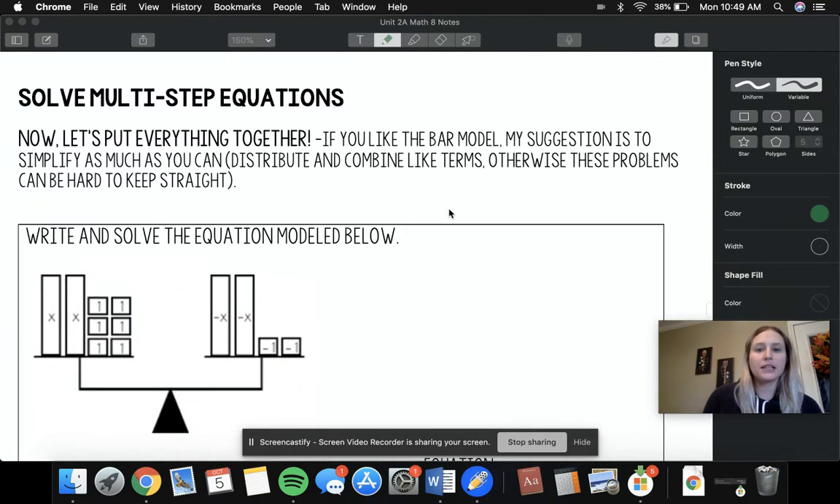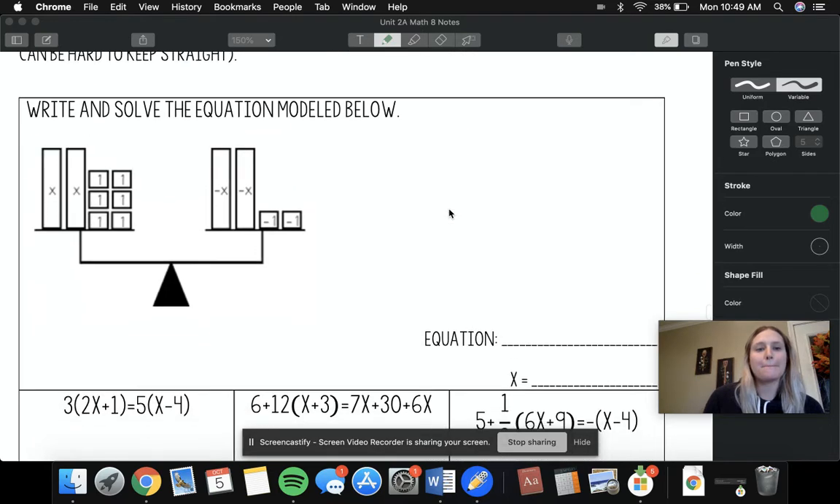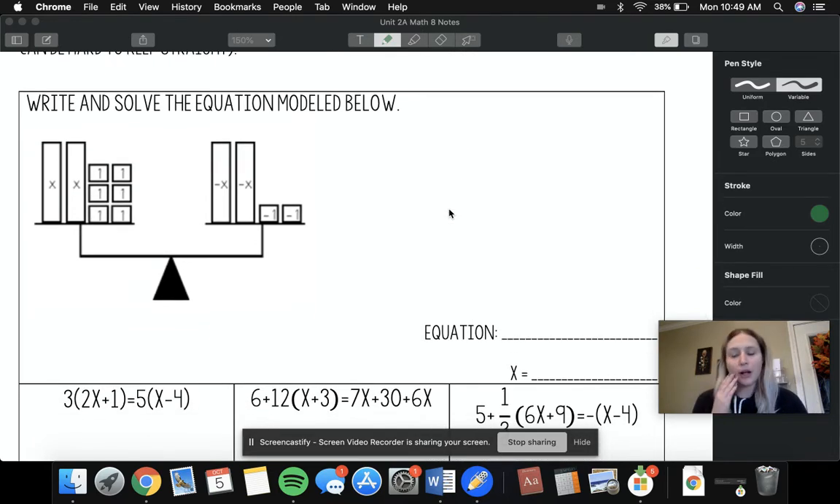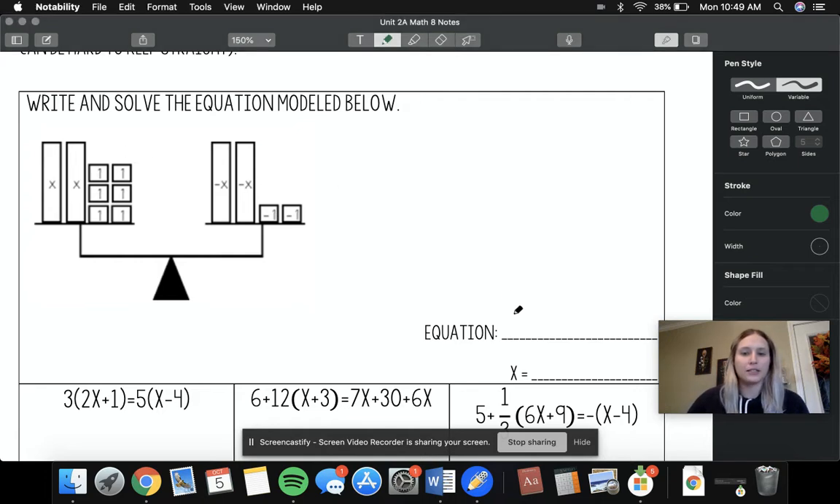So we are going to put everything together. First, I just want you guys to feel comfortable with this type of scale model. Okay, so we have this scale, and on one side of this scale, we have two x's, and we see 6 little ones, so I see plus 6. And that is equal, because the scale is even, to negative 2 x's. And I see 2 little negatives, so negative 2.